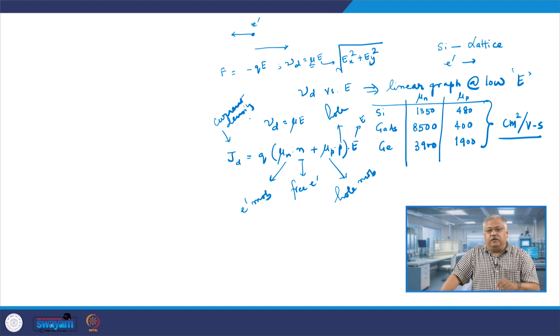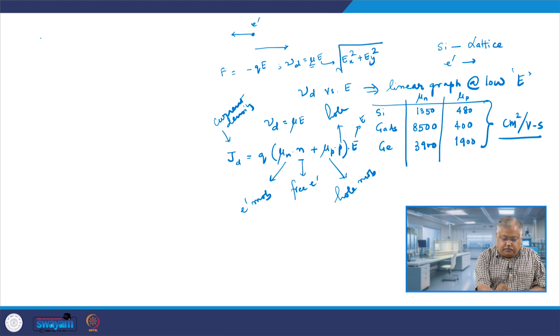And this gives you a brief idea about the basic concept of drift velocity, which means that mobility plays an important role in the movement of charge carriers. Though we are assuming mobility to be constant for all practical purposes at low values of electric field, it might not be true at relatively high values of electric field. We will see that as we move ahead.